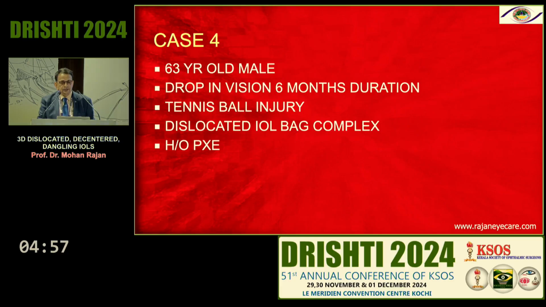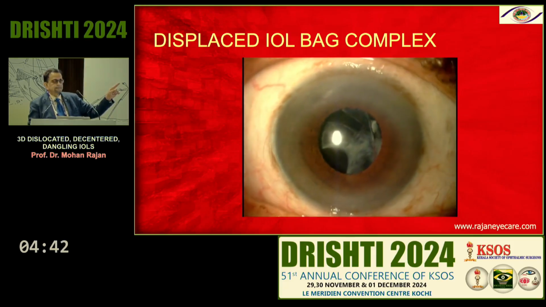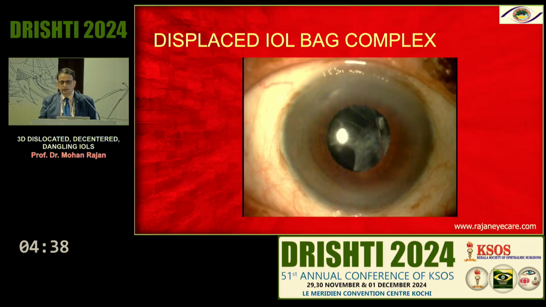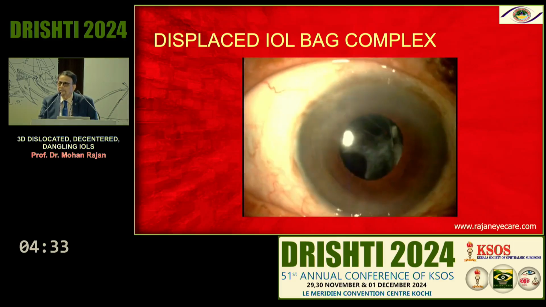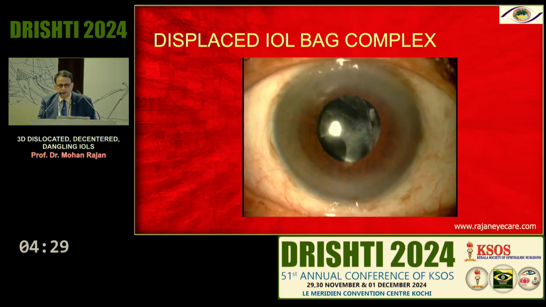Again, this is another patient, a 63-year-old male, with a drop in vision of 6 months duration, following a tennis ball injury. Usually the shuttlecock injuries are the worst. The tennis ball injury comes next, and then we have the cricket ball and other things. You can see this is a single piece lens, an SA60 lens which we implanted a long time back, and now it has become decentered. Obviously, you cannot glue this lens. If it's a multi-piece, we can glue it. We have externalized haptics, but a single piece lens we cannot glue.